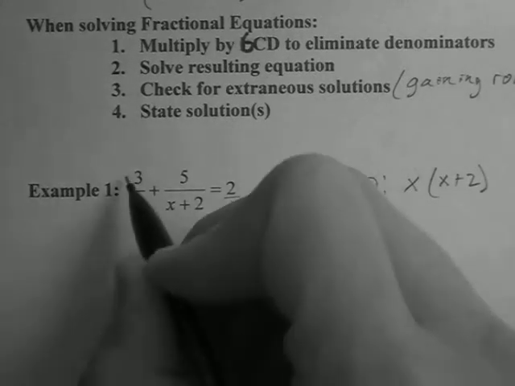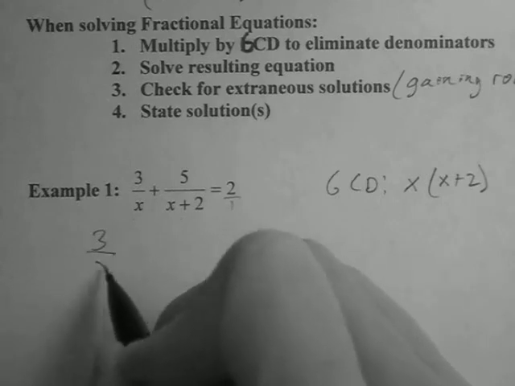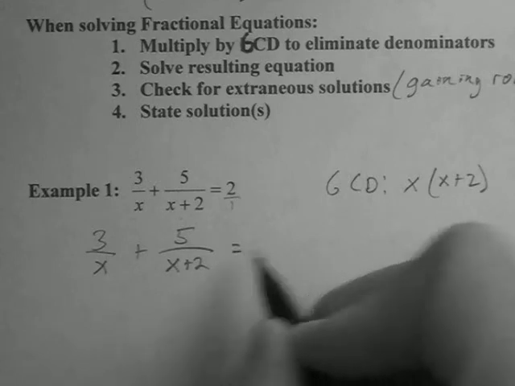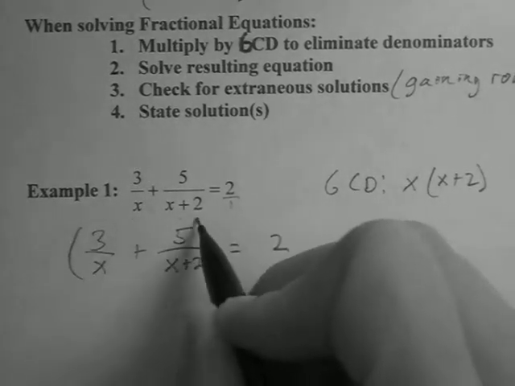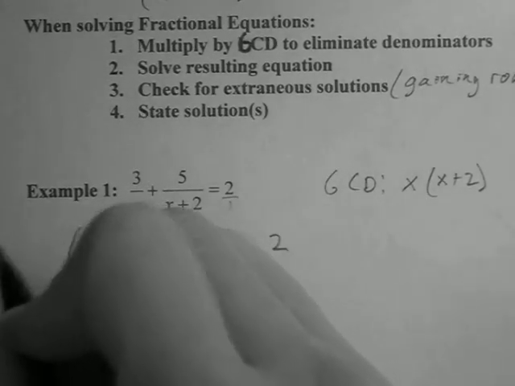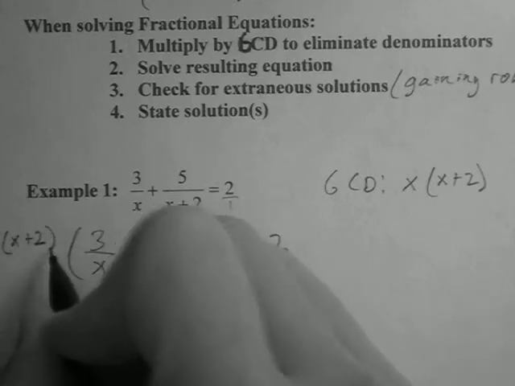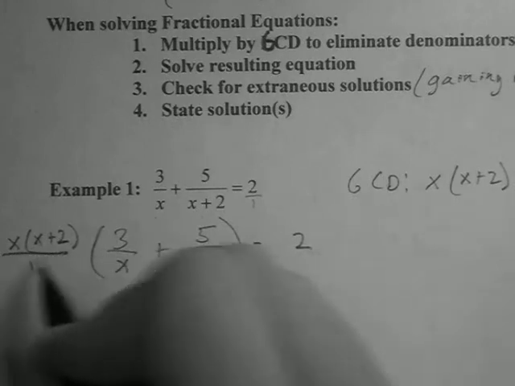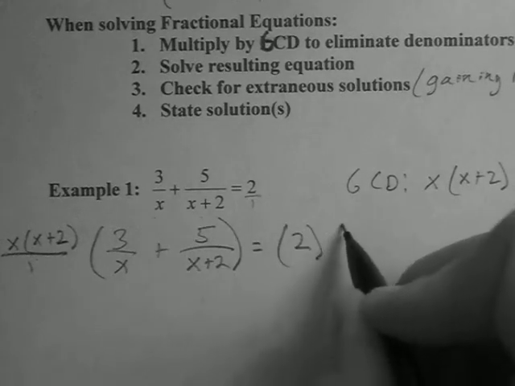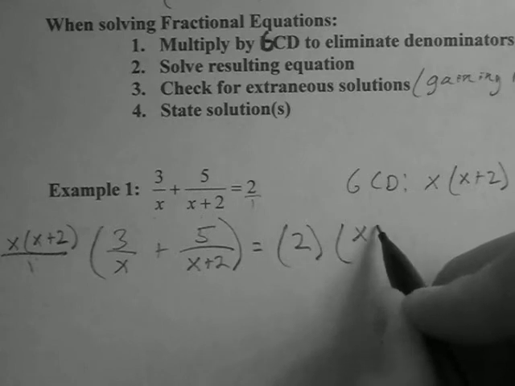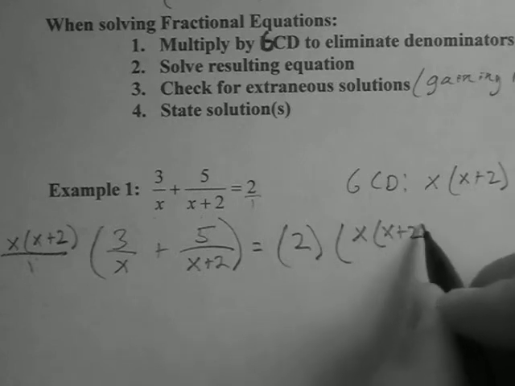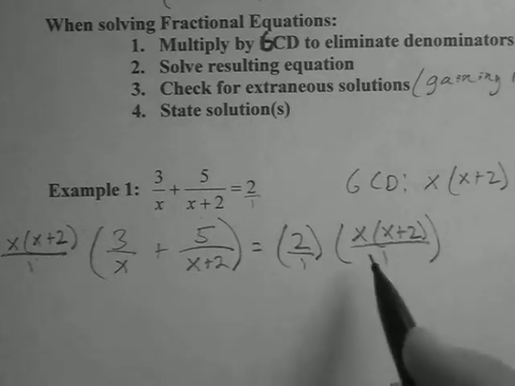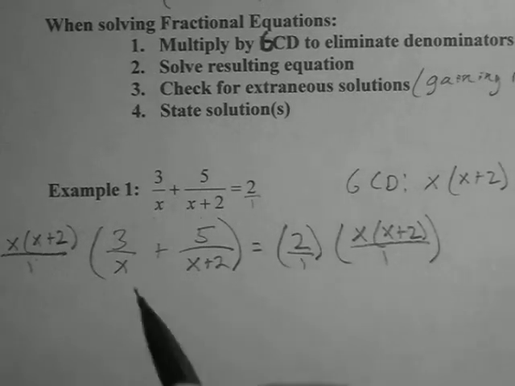So what I need to do is I need to multiply 3 over x plus 5 over x plus 2. I need to multiply this side by my greatest common denominator, which is x times x plus 2 over 1. I'm going to multiply this times every term, and I'm going to multiply this by x times x plus 2. And that's over 1 and over 1, just to make sure that you know it's all over 1.